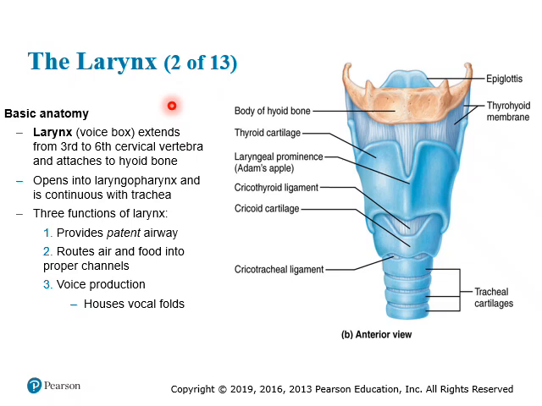So the larynx is made up of nine cartilages. You call it the voice box. It opens into the laryngopharynx and is continuous with the trachea. Matter of fact, you can see the tracheal cartilages already here. And it provides a patent airway, routes the air and the food into their proper channels. And it houses the vocal cords, so it is responsible for voice production.